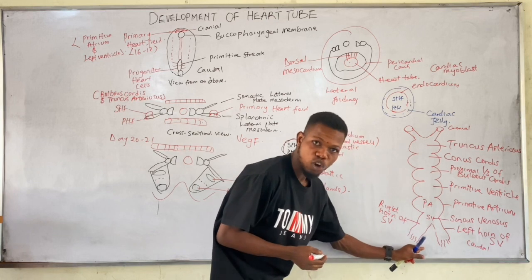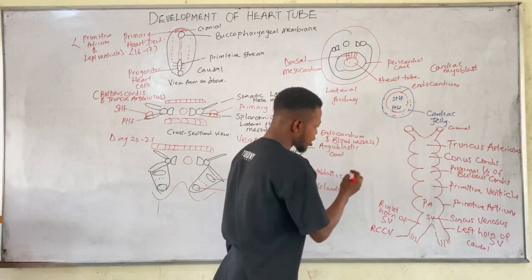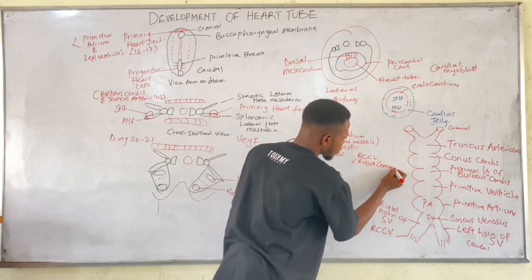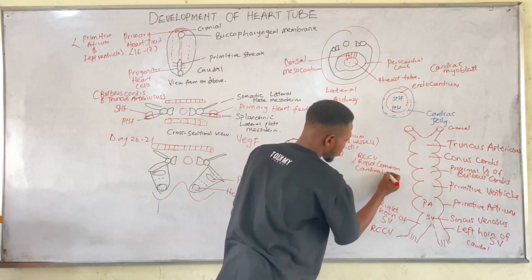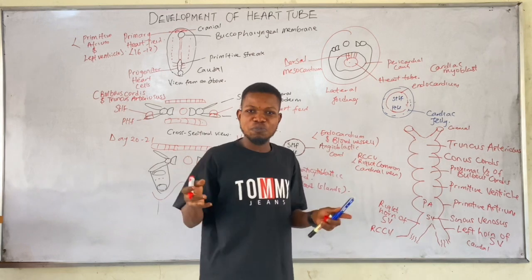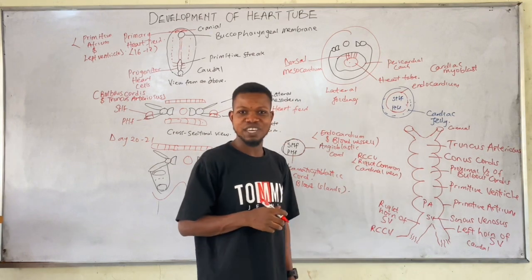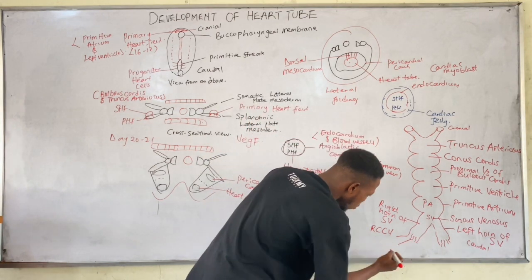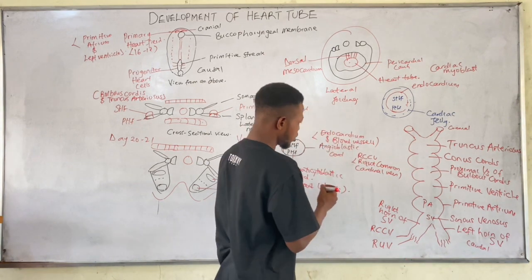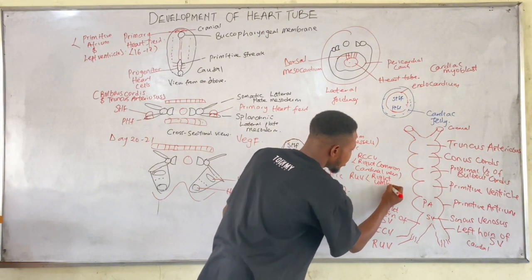Now, what are the veins? From outward to inward, this one here is what we call the right common cardinal vein, RCCV. This right common cardinal vein carries blood from the other parts of the body into the heart tube of the developing fetus. Now, the second one is the right umbilical vein, RUV.